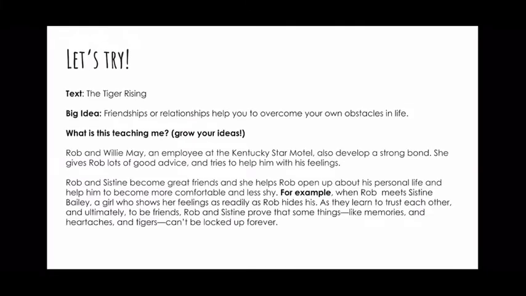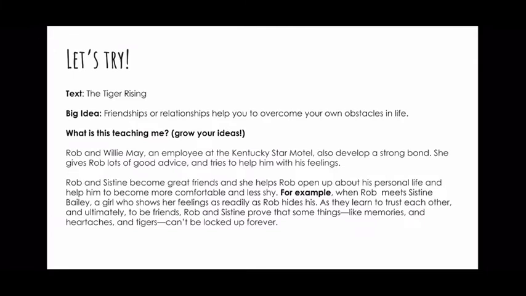So let's try. Going back to what I mentioned earlier, I'm going to think about the text, The Tiger Rising. As I went back and started thinking about it with that lens in mind, what have I learned? What do I think the author wants me to learn? Right away, I started thinking of the idea of friendship. So as I went back to reread The Tiger Rising, that was the lens I had in mind. Friendships or relationships can help you overcome your own obstacles in life. Would you agree that's a life lesson?